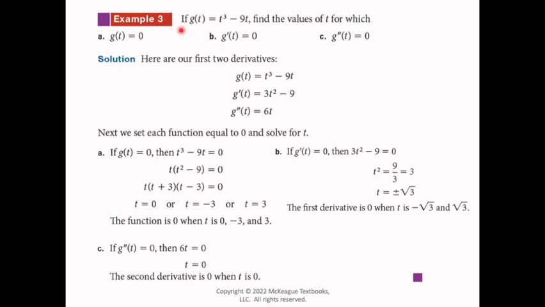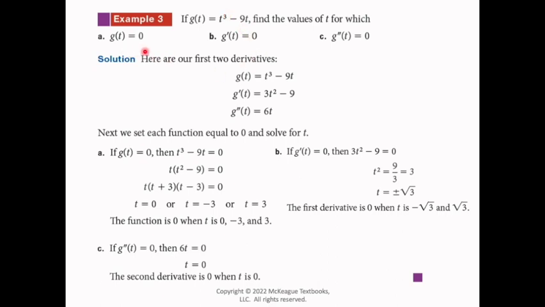For example 3, we're given that g of t is equal to t to the third minus 9t. We want to find the values of t so that g of t is equal to 0, g prime is equal to 0, which means the first derivative, and g double prime, which is the second derivative of t, is equal to 0.